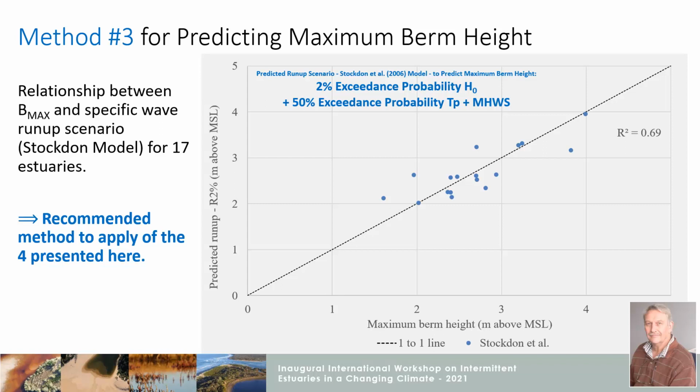And it gives almost equally good results as the second method, but it's very easy to apply. You only basically need some statistics of your waves and the mean high water spring level, which is generally easily available from various sources, and that gives you straight a prediction of the BMAX value for an estuary. So this is the method we would generally recommend to use. It's quick and easy and has quite low input requirements.